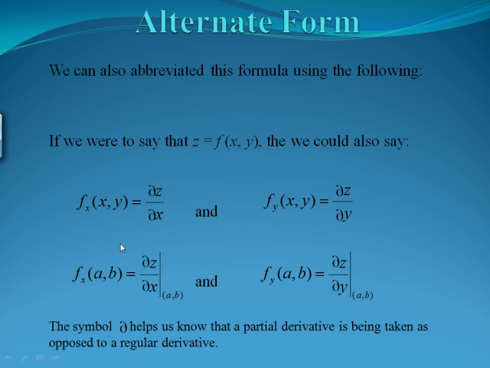Now, just like before when we did integration, we had some notation for when we were plugging numbers in. So that's what the second row stands for. So if you take the partial derivative of x at (a, b), then that's the partial derivative of z with respect to x. And then we draw this line, and we write (a, b) to tell us what values of x and y we're going to be plugging in. Similarly, f sub y at (a, b) is the same as the partial of z with respect to y at (a, b). The symbol helps us to know that a partial derivative is being taken as opposed to a regular derivative.